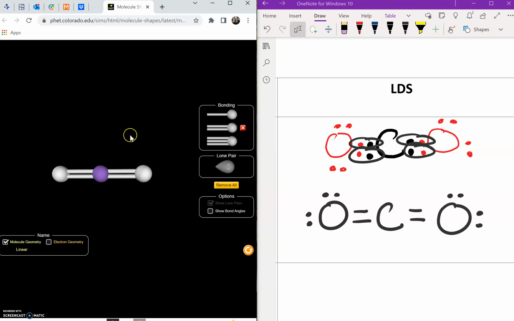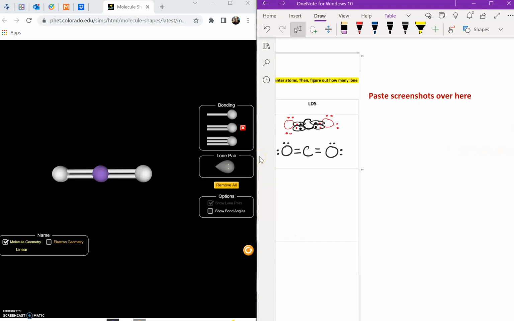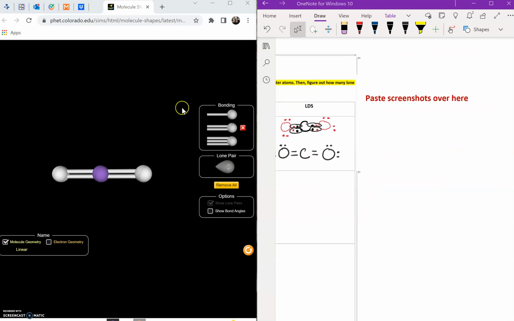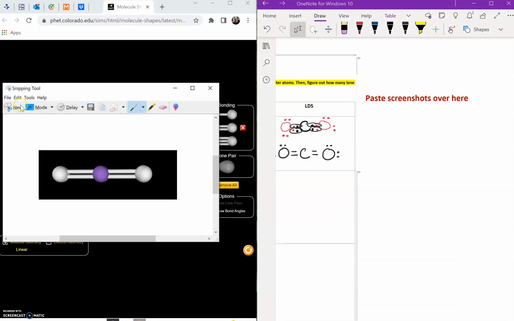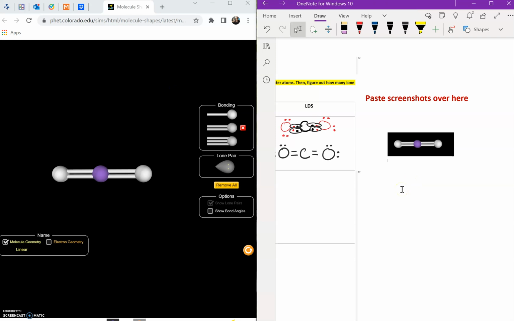So this is my final structure, and I'm going to take a screenshot of this and paste it in the space to the right. We're just going to paste it right there. So now I can see that 3-dimensional structure.